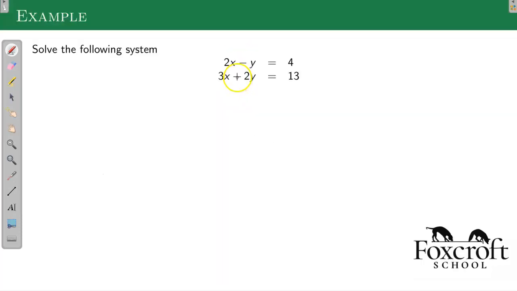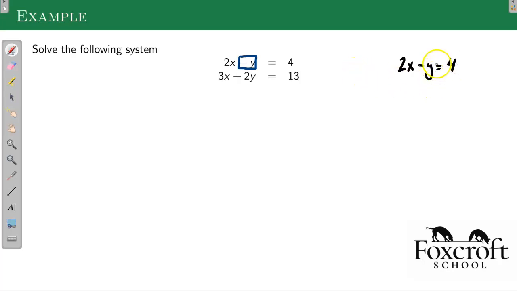Here's our example: 2x minus y equals 4, and 3x plus 2y equals 13. What I'm going to do is figure out the relationship between x and y in one of our equations. The one we're going to look at is this one with the minus y, because there's no number in front of it, so it's a little bit easier. So we're going to look at 2x minus y equals 4.